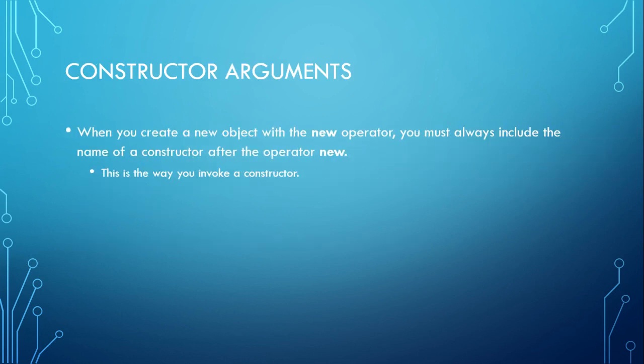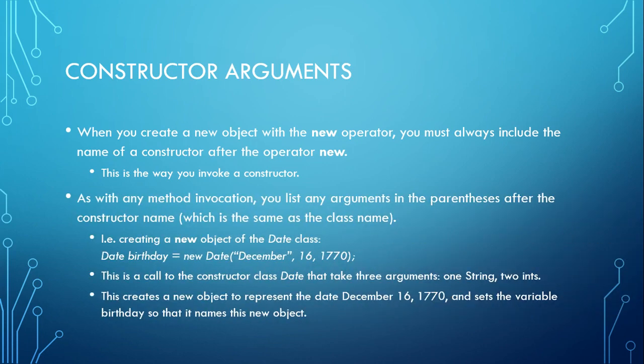Now, with constructor arguments, when we create a new object with the new operator, we must always include the name of the constructor after the operator new. This is the way you invoke a constructor. As with any method invocation, you list any arguments in the parentheses after the constructor name, which is the same as the class name. So, for example, creating a new object of the Date class: Date birthday equals new Date("December", 16, 1770). This is a call to the constructor of class Date that takes 3 arguments, 1 String and 2 ints.